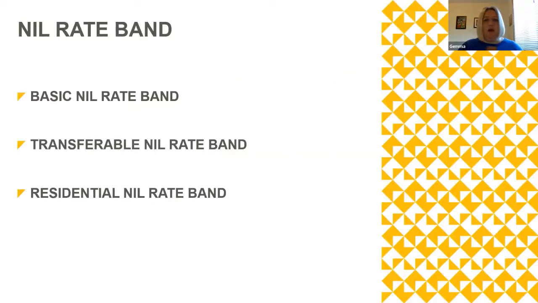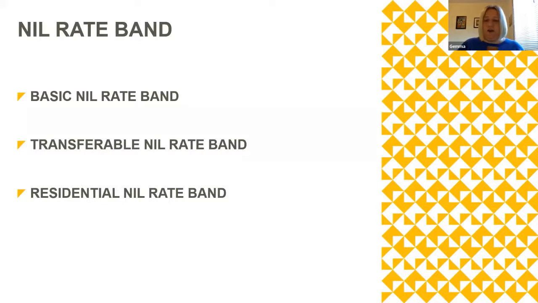So moving on to the nil rate band, or NRB, as you may have come across this term before. Basically, if an individual is subject to UK inheritance tax, then they are entitled to this nil rate band, which is currently £325,000. Again, that's been set for some time and won't be increasing for at least another 5 years.